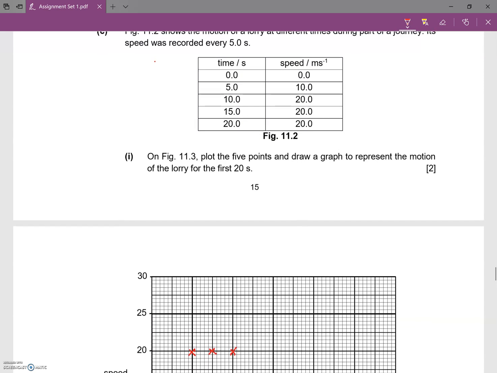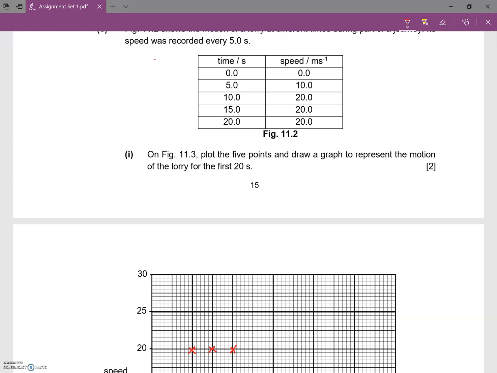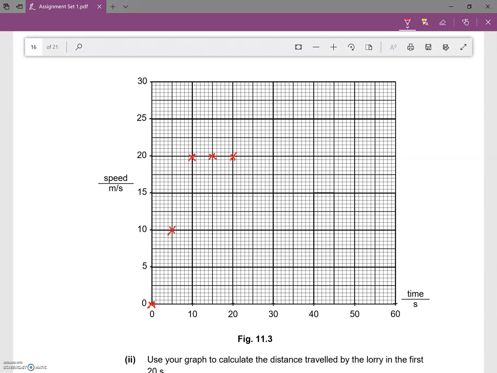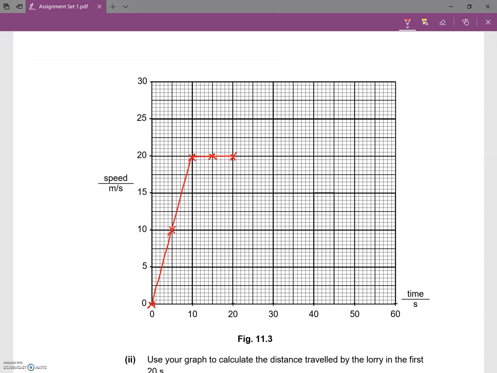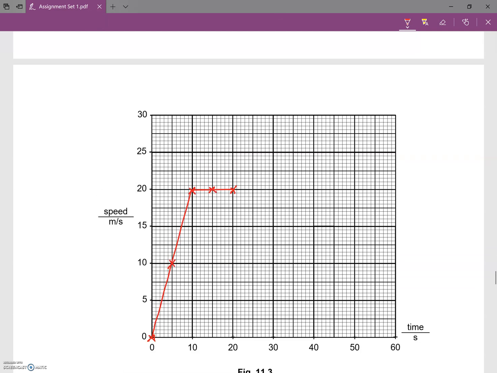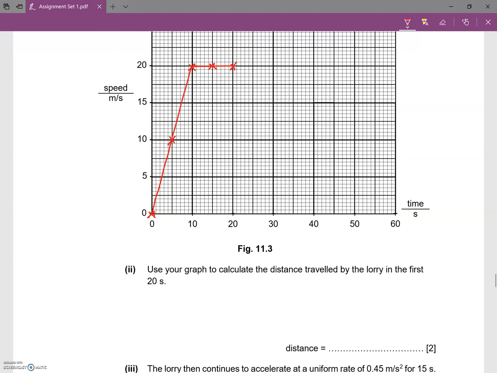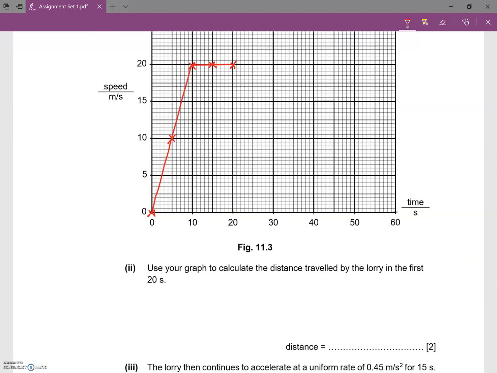Now, we're going to plot the graph for the first 20 seconds. Once you have plotted the points, all we need to do is connect them together. Yep. So this will be part 1. Now, part 2. Use your graph to calculate the distance traveled by the lorry in the first 20 seconds.